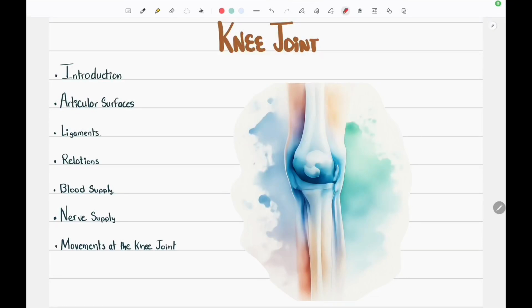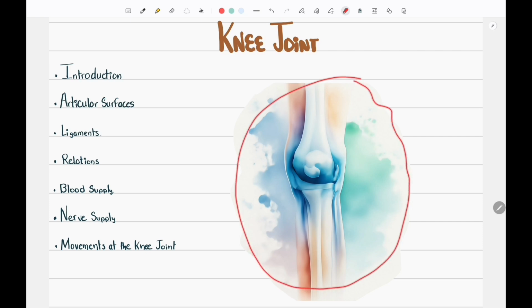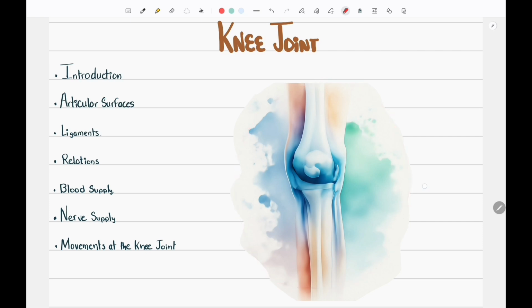Hello juniors, I welcome you all to a series on the lower limb, and today we are going to cover an important topic, which is the knee joint. In today's topic we will be covering its introduction, articular surfaces, ligaments, relations, blood supply, nerve supply and movements at the knee joint. So this is a picture of a knee joint, and without wasting any further time, let's move ahead.